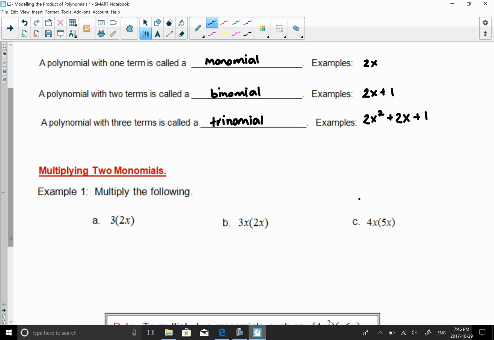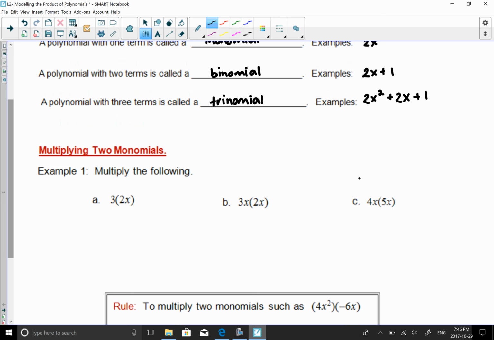So we're going to learn how to multiply two monomials. So 3 times 2x, we've seen this previously. This is just 3 times the 2, which is 6, and it's still 6x. Now we have to use our exponent laws. So this is 3 times 2, which is 6, and then add the exponents because we're multiplying with the same base, x times x. When you have the same base, you add the exponents. So 1 plus 1 is 2. So it becomes 6x squared.